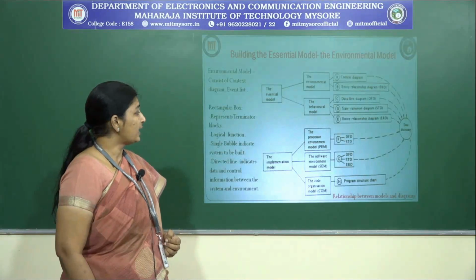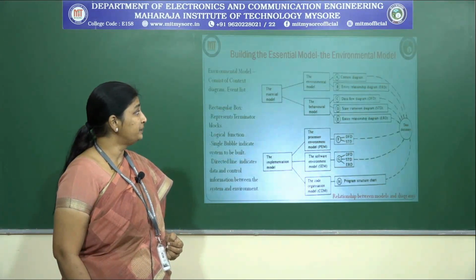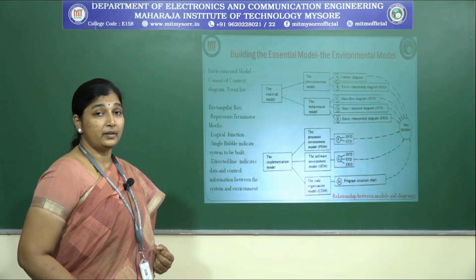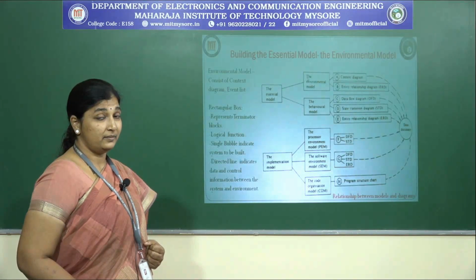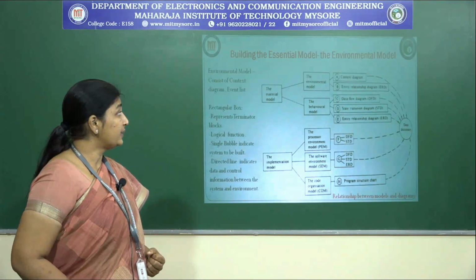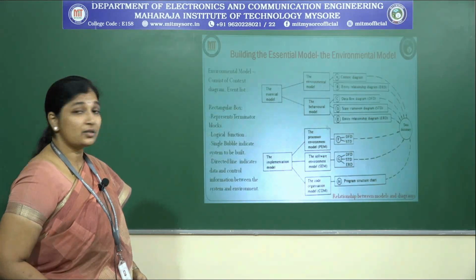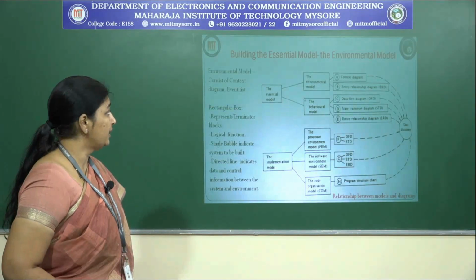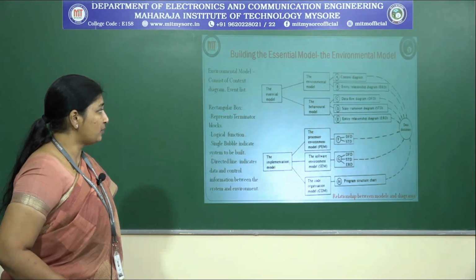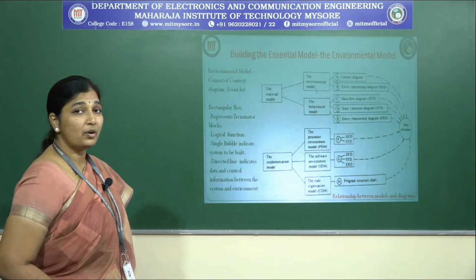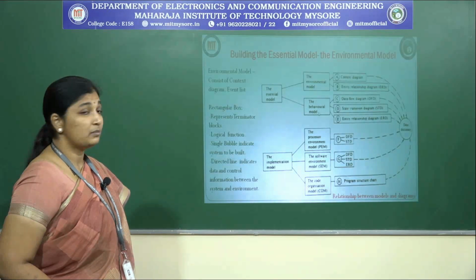To understand this, we have a schematic diagram. Let us understand the essential model of the Ward and Mellor methodology. It can be easily understood with the help of this block diagram here. First is called the essential model, as you see here. The other is called the implementation model. The essential model is again classified as the environmental model, and the other is called the behavioral model.